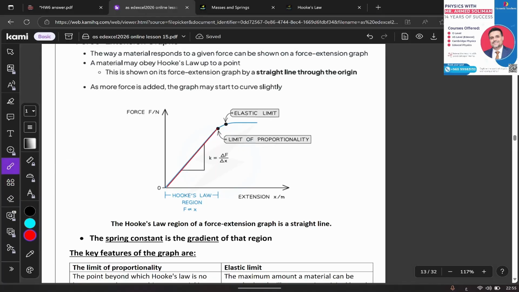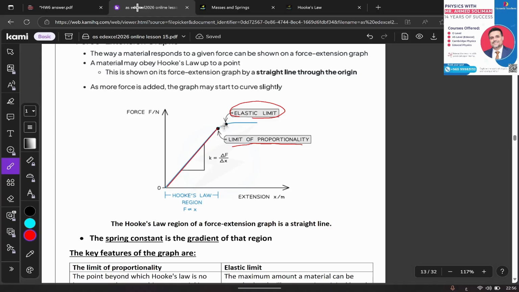What after limit of proportionality? The relationship will become no longer a straight line. It will be a curve. It will be a curve until a point called elastic limit. So we start with limit of proportionality, the point at the end of the straight line. After that we have a curve. After that we have elastic limit.